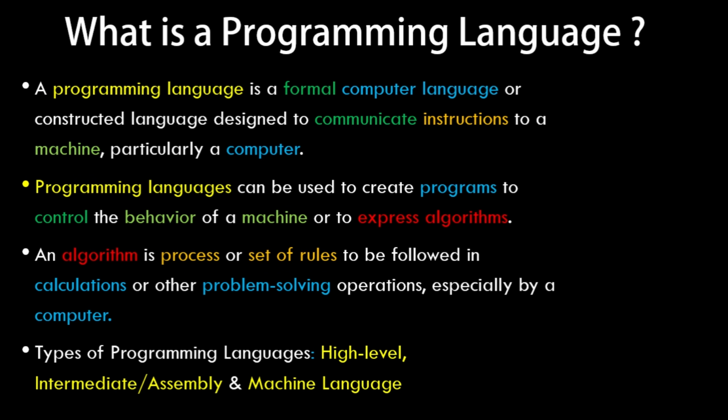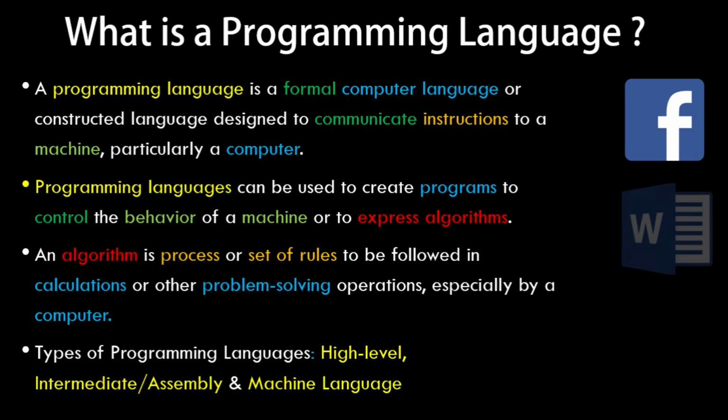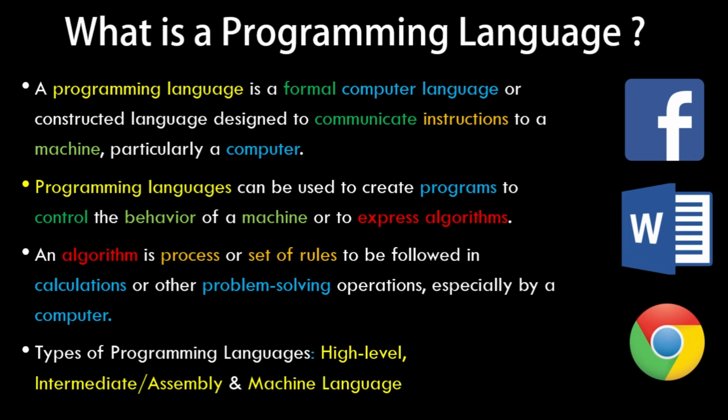And programming languages can be used to express algorithms. An algorithm is a process or set of rules to be followed in calculation or other problem solving operations, usually done by computers. As you can see on the screen, I've shown 3 different types of programs that we frequently use. We've used Word, we use web applications like Facebook, we use Google Chrome for browsing, and so on.